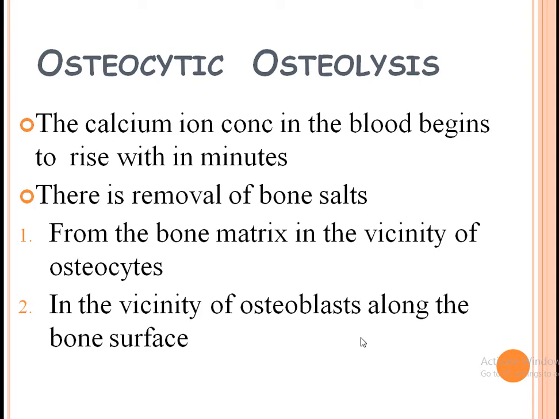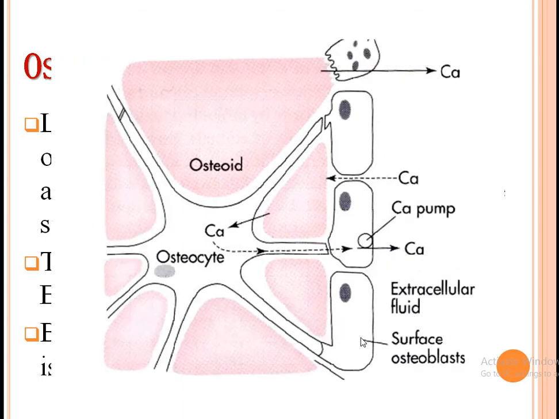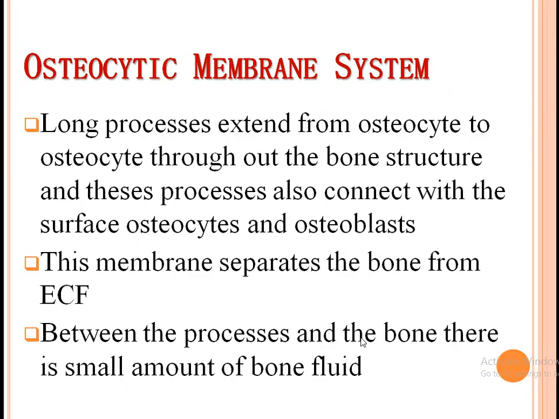I will explain all these effects through a very nice diagram, which also includes the osteocytic membrane system. What is that? I introduce this system and then come back to this picture. The osteocytic membrane system is the system through which the long processes of the osteocytes are connected, not only from one osteocyte to another, but also to the osteoblasts on the surface of the bone, so that they are all interconnected with each other.